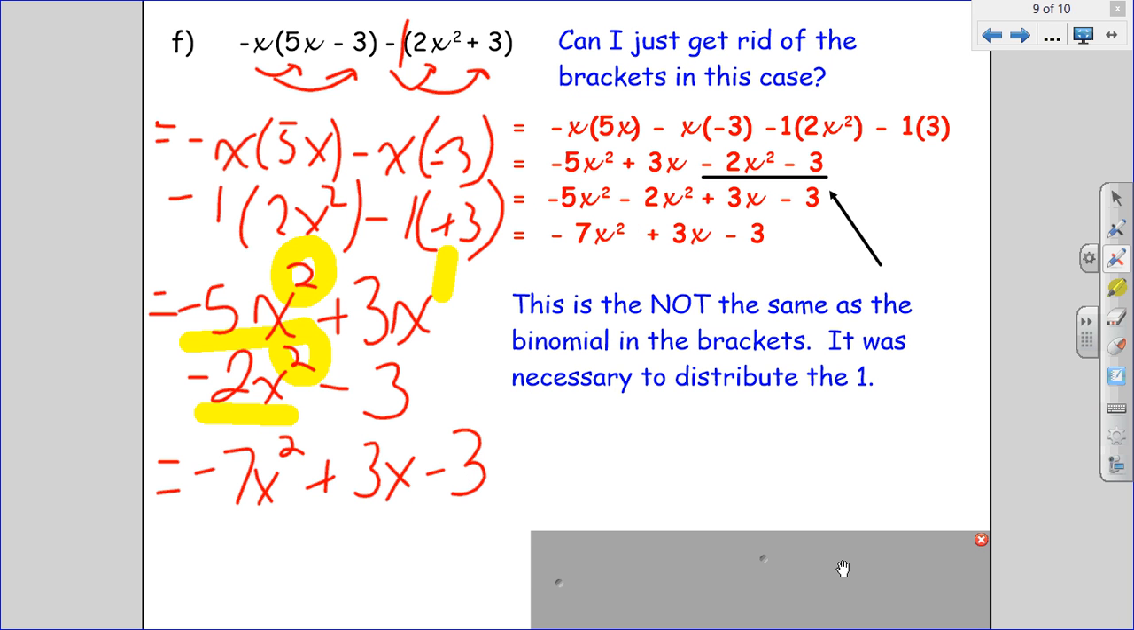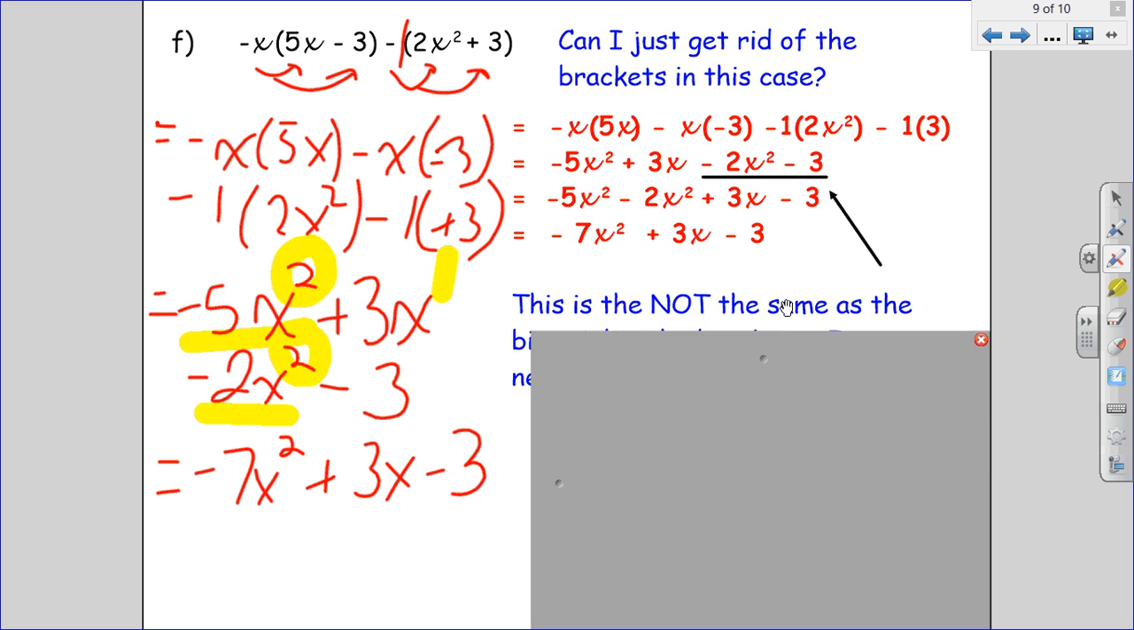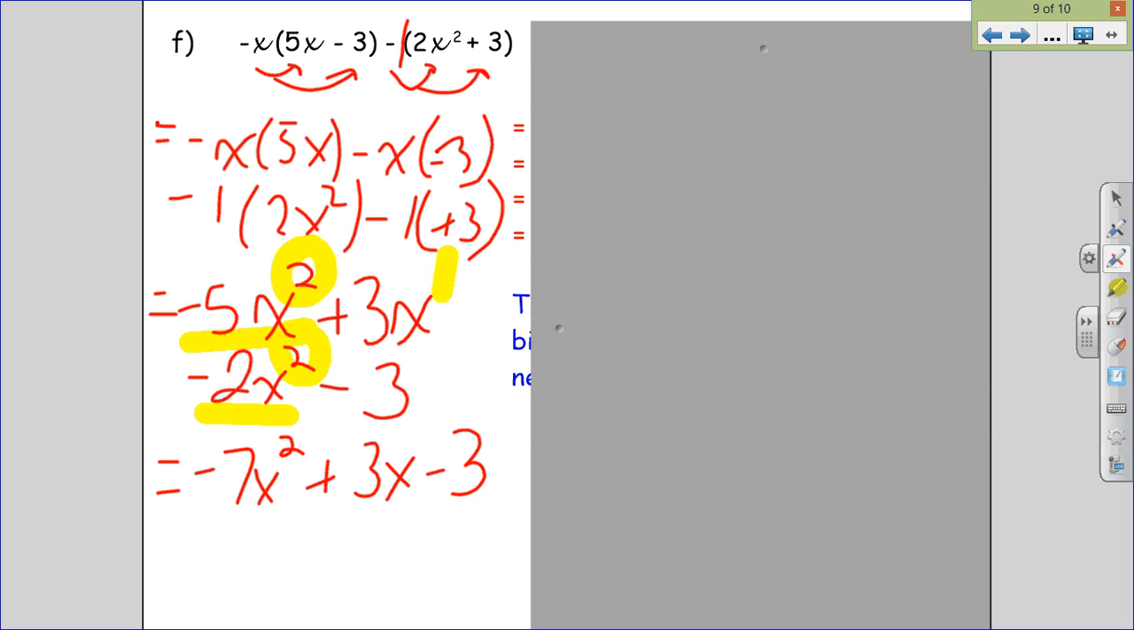And of course, when I print the file of this lesson, you'll see everything is written out neatly and you can copy it from there.